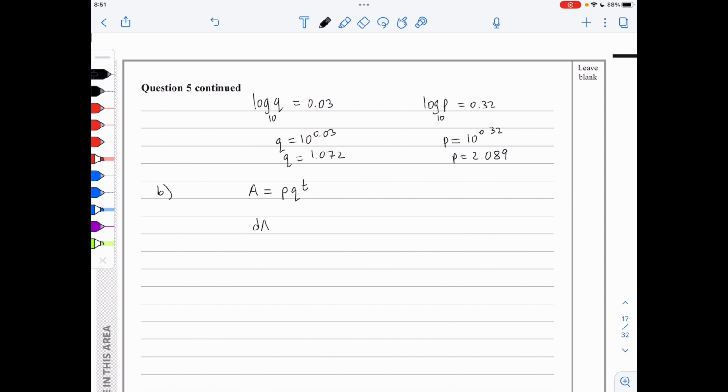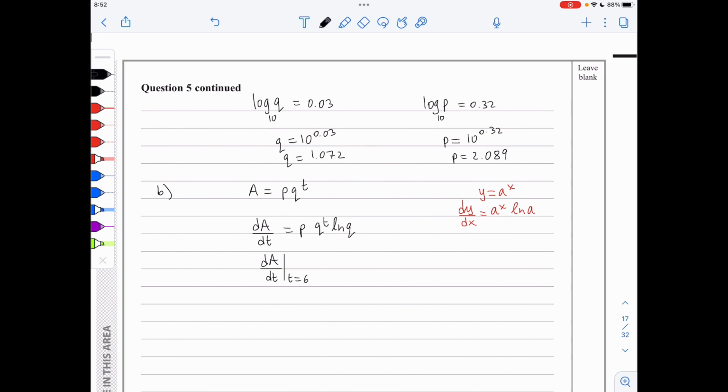So dA/dt, well, p is a constant, it's just there. The derivative of q to the t is q to the t ln q. So what I'm using here is the rule which says that if y is a to the x, then dy/dx is a to the x ln a. So in this case, the x is the t and the a, the base, is the q. So we have the expression for dA/dt, so we will evaluate this when t is 6.